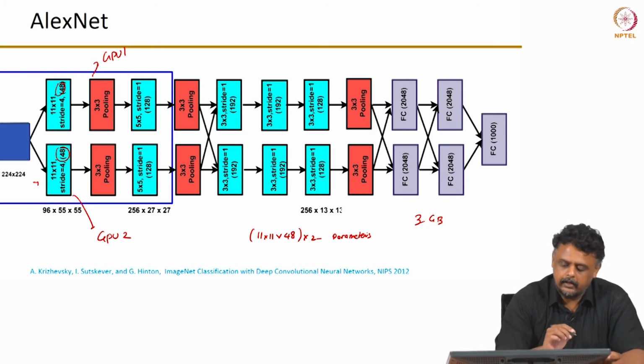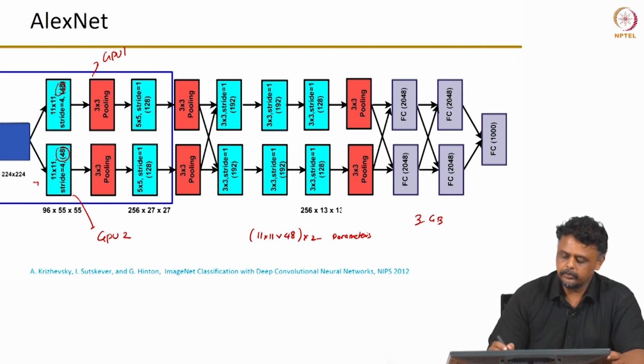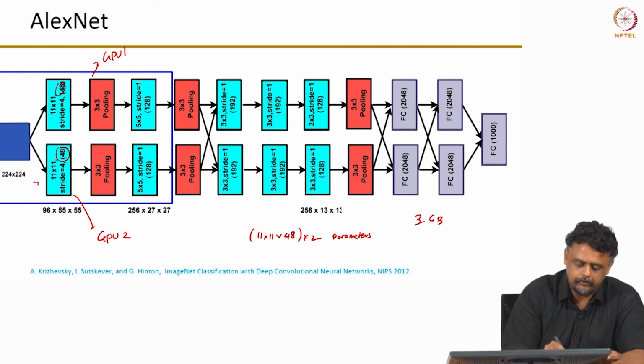And it produces 96 feature maps. That is why we have 48 times 2, 96 feature maps. Okay. So, the size of the feature maps is 55 by 55. So, these are the number of parameters.